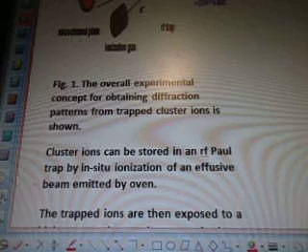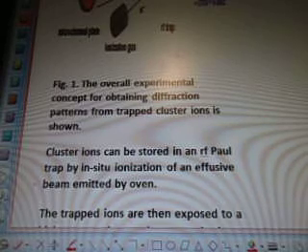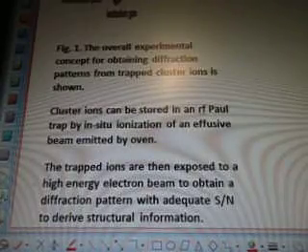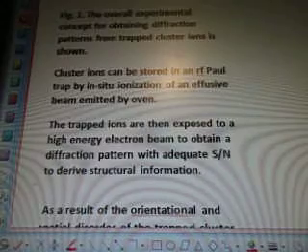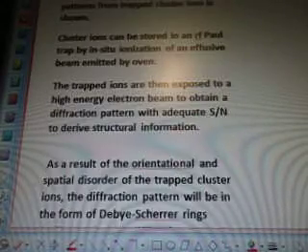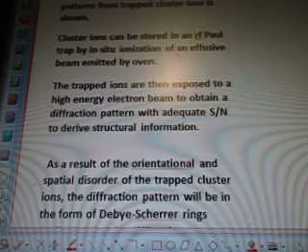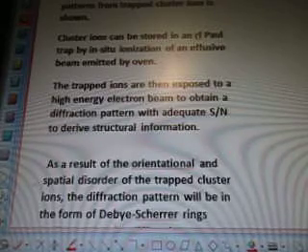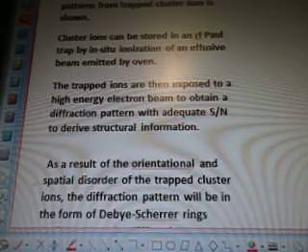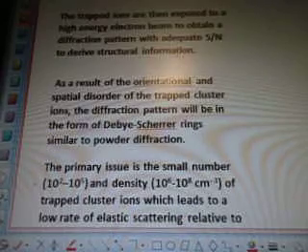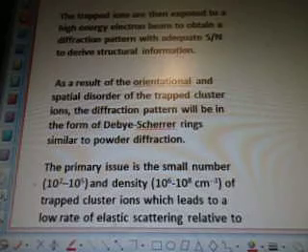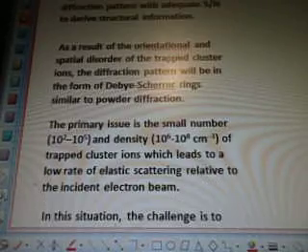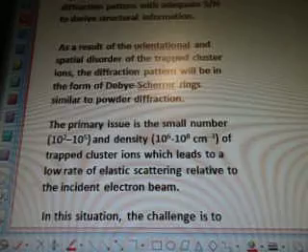Figure 1. The overall experimental concept for obtaining diffraction patterns from trapped cluster ions is shown. Cluster ions can be stored in an RF Paul trap by in-situ ionization of an effusive beam emitted by an oven. Trapped ions are then exposed to a high-energy electron beam to obtain a diffraction pattern with adequate S/N to derive structural information. As a result of the orientational and spatial disorder of the trapped cluster ions, the diffraction pattern will be in the form of Debye-Scherrer rings, similar to powder diffraction.